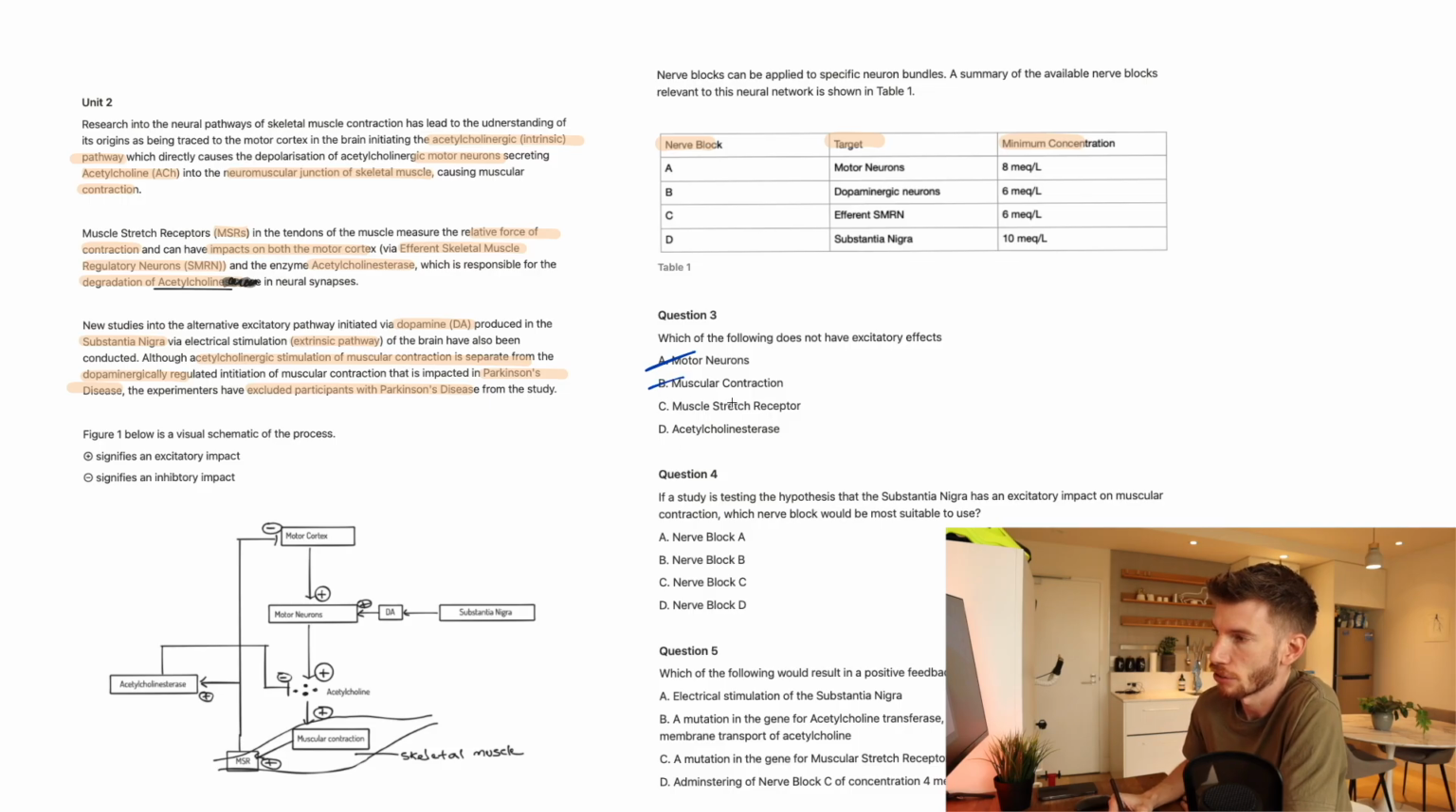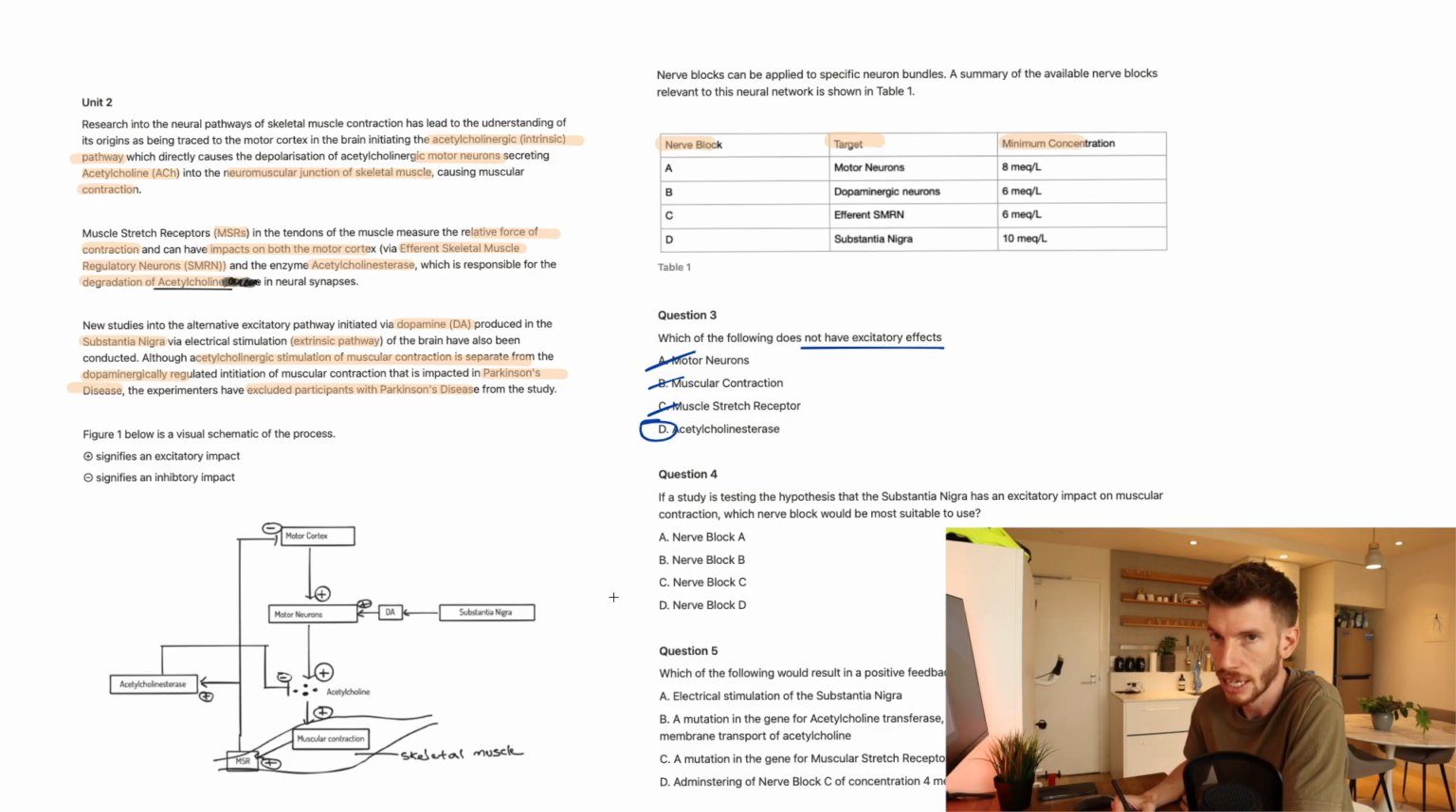And then muscle stretch receptor, which remember was MSR, so we can immediately find that here, and we can see that has an excitatory effect and it has an inhibitory effect. This question says does not have excitatory effects. Even though it's got both, it has excitatory, so that rules that one out. And I'm still going to check if acetylcholinesterase is right. So I find that here, and I can see it only has one connection, and it is inhibitory, so there's no excitatory.